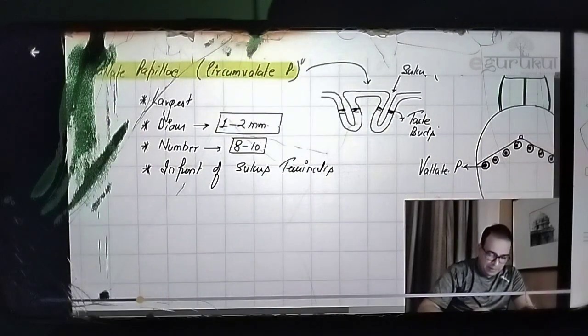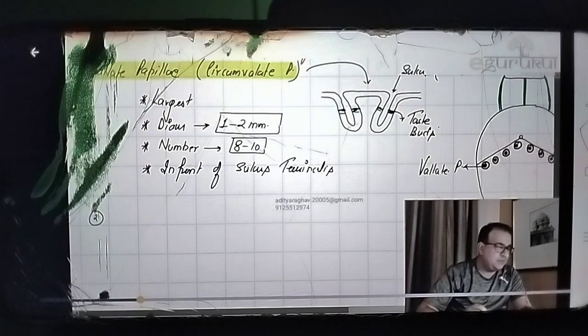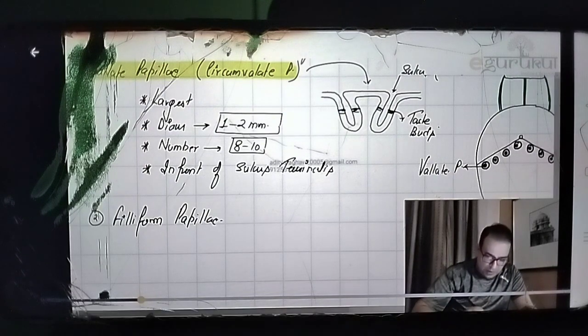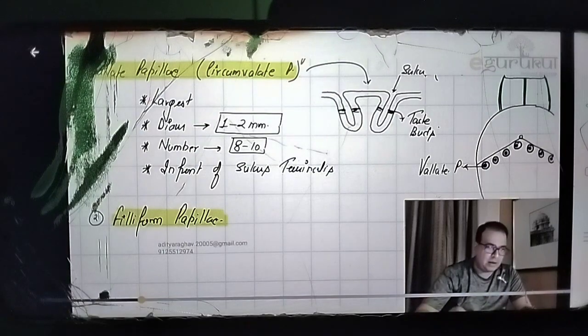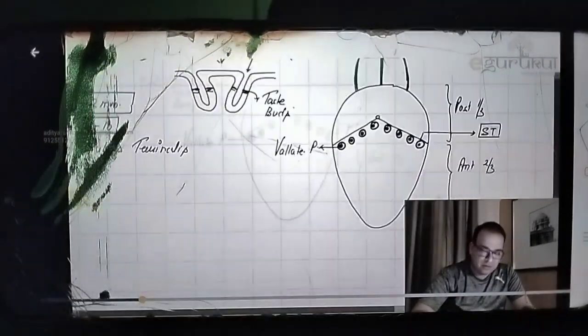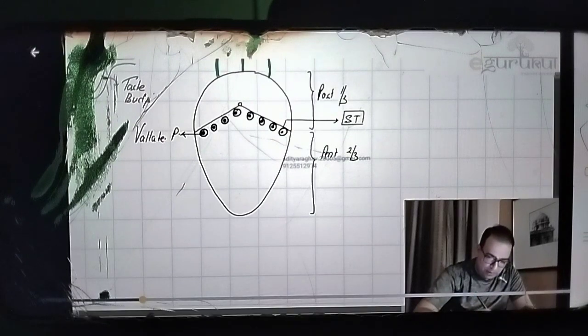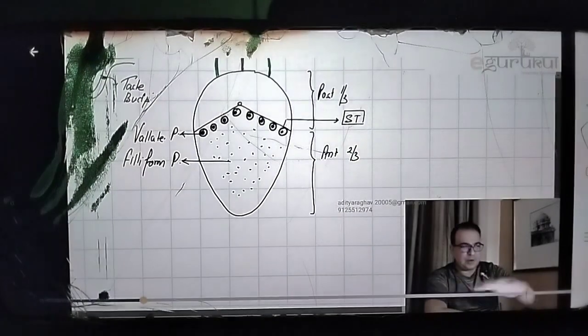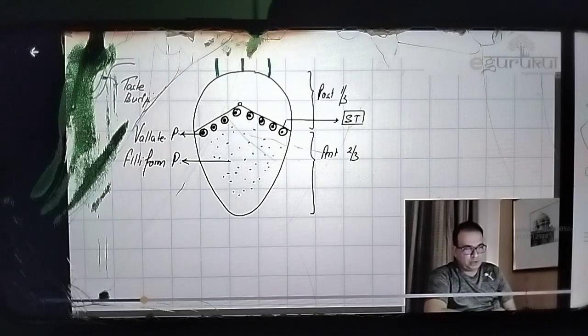Now the second type of the papillae we'll talk about are called the filiform papillae. Let me first tell you where these filiform papillae are. These filiform papillae are present on almost the entire dorsum of the tongue. Let me choose a color for it. If I take a blue color here, you will see that filiform papillae are spread on almost the entire dorsum of the tongue. So they're the most numerous ones.